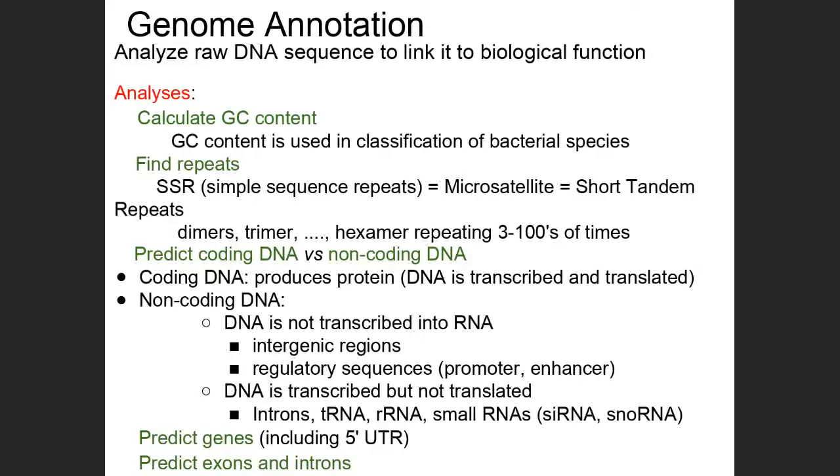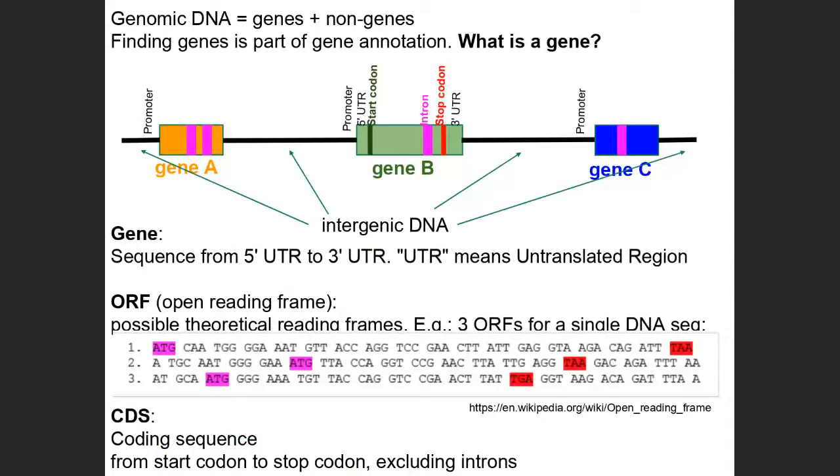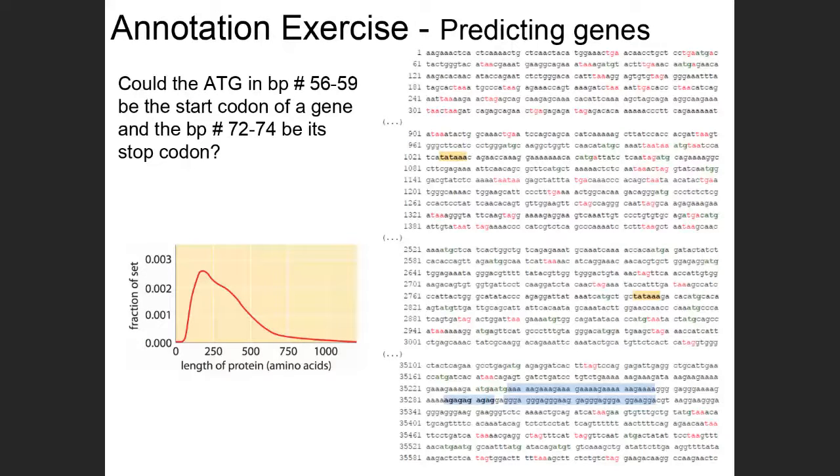I think this is, no, I think I should go back to this in a little bit. This might have been where we ended. Yeah, so in this question I was asking, could this ATG, base pair 56 to 59, over here, this one, could it be a start codon, and then this one would be the stop codon?